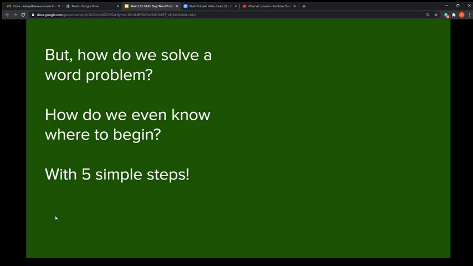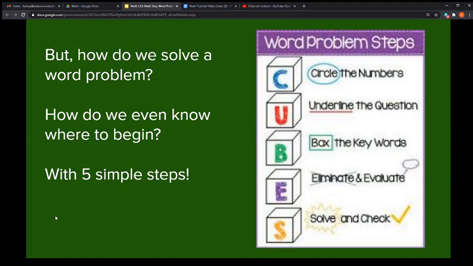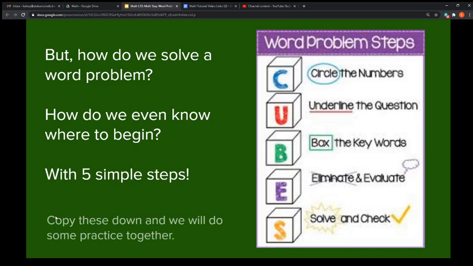But how do we solve a word problem? How do we even know where to begin? With 5 simple steps. We use CUBES or cubes. Circle the numbers, underline the question, box the keywords, eliminate and evaluate, and then solve and check. Copy these down and we will do some practice together.